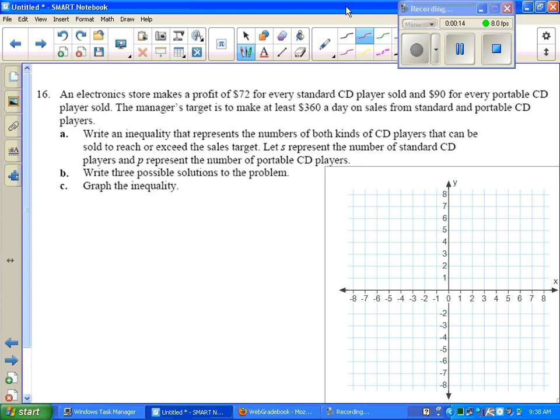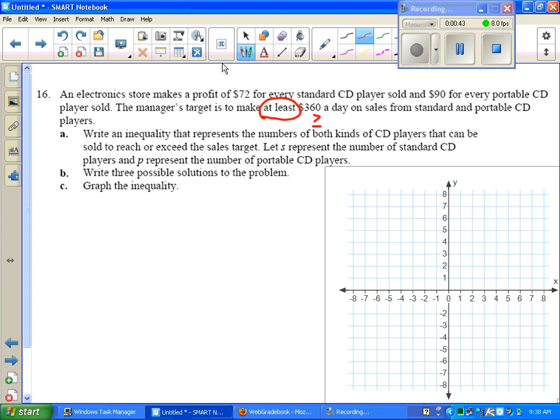16 says an electronics store makes a profit of $72 for every standard CD player and $90 for every portable one. The manager's target is to make at least $360 a day. So it says write an inequality that represents the number of both kinds of CD players that can be sold to reach or exceed the sales target. When it says at least, that's one of the key phrases that you have. Anytime you see that number at least, that means greater than or equal to.